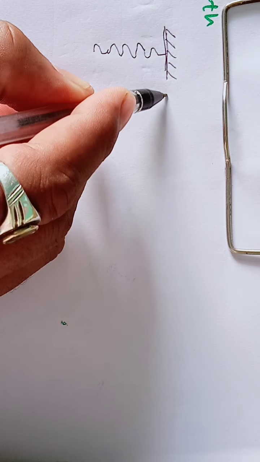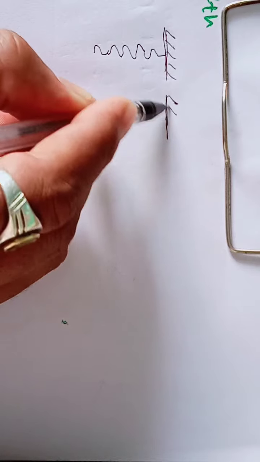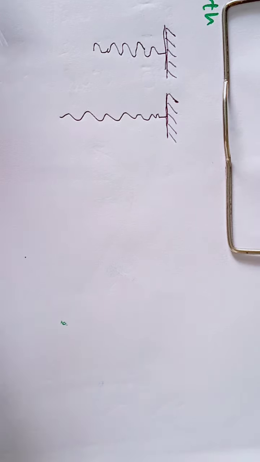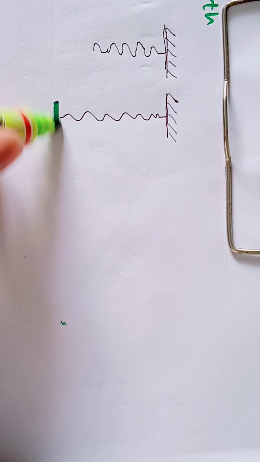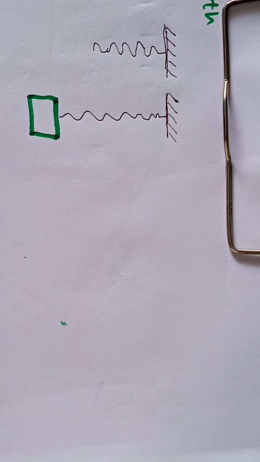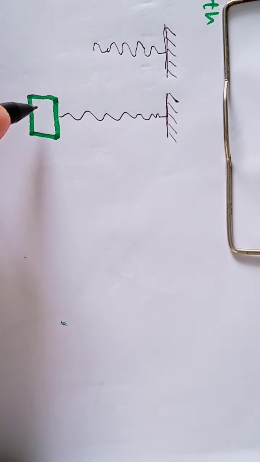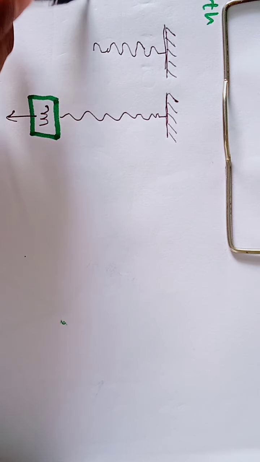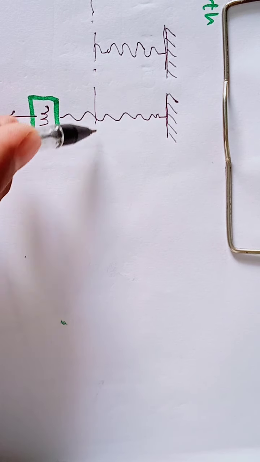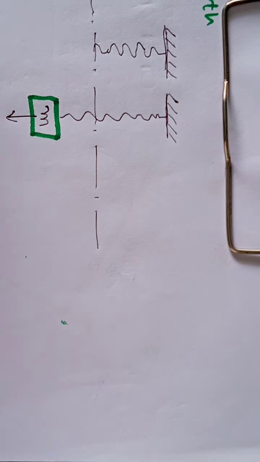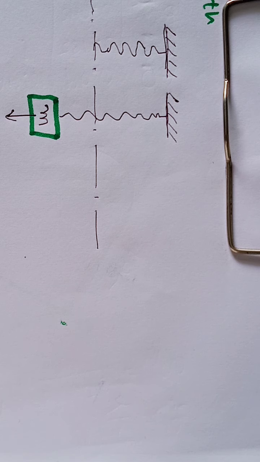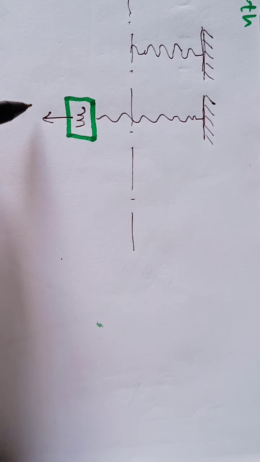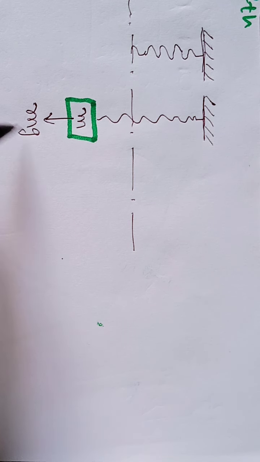Now in the second position, some load is offered. Mass m. This was the equilibrium condition, equilibrium position. Now mass mg is the force that is applied in the downward direction.